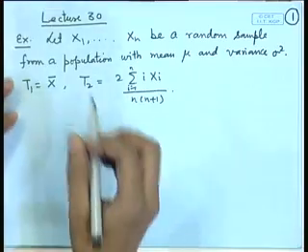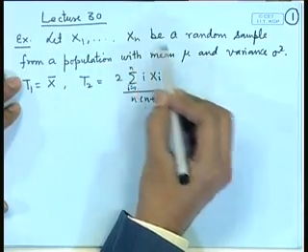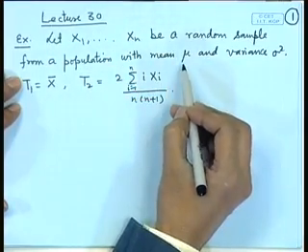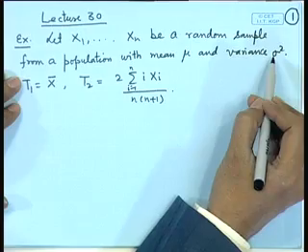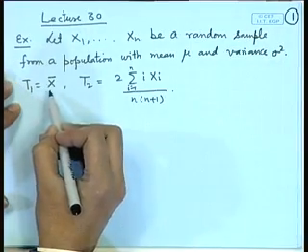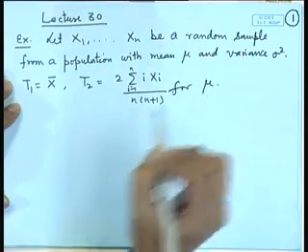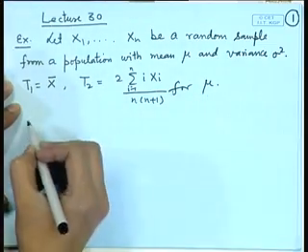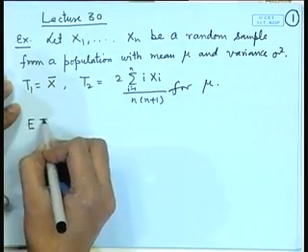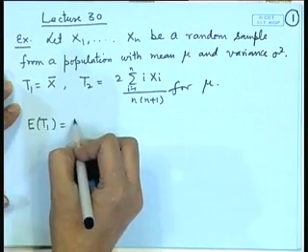In that case, we will compare the mean squared errors, and the estimator with the smaller mean squared error will be preferred. Let me give one example here. Suppose we have a random sample from a population with mean mu and variance sigma square. Now, let us consider estimators T1 and T2 for mu. Let us see, what is the expectation of T1? Naturally, it is equal to mu.